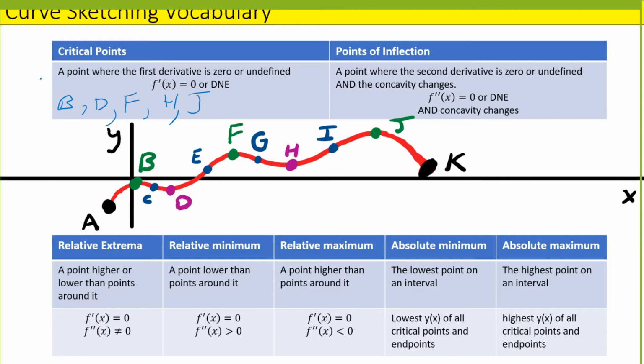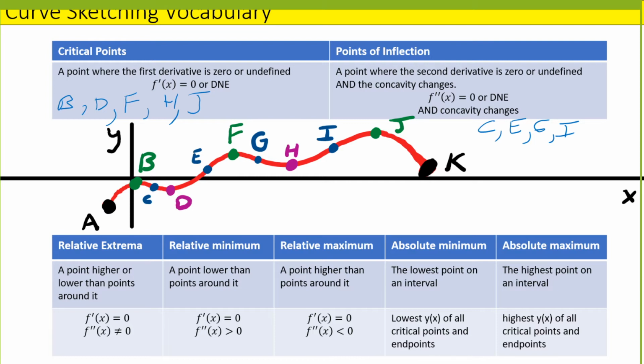Okay, so for this graph, what are my points of inflection? C. E. G and I. Perfect. C, E, G, I. Okay.